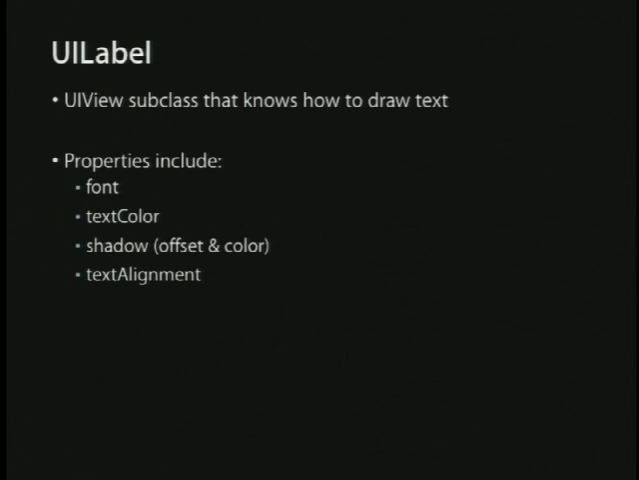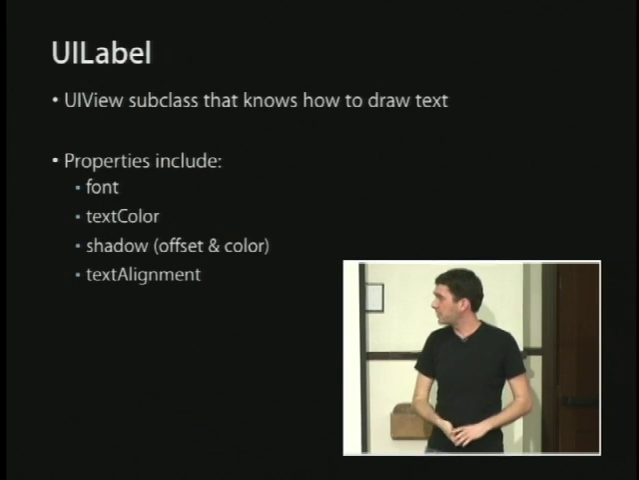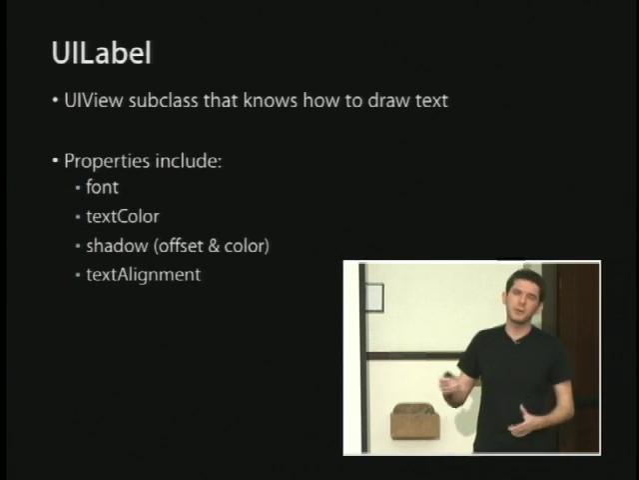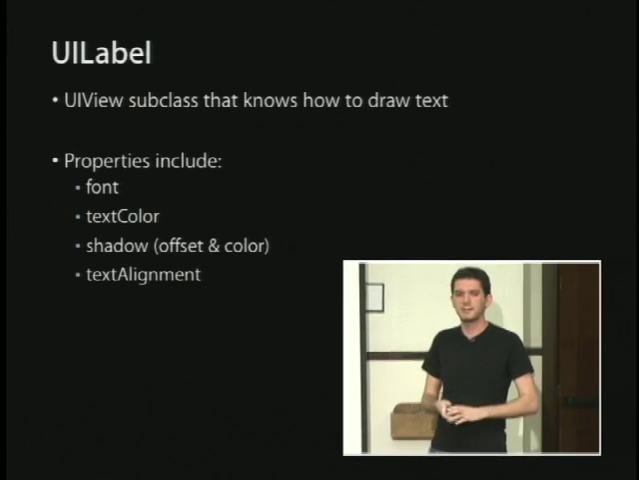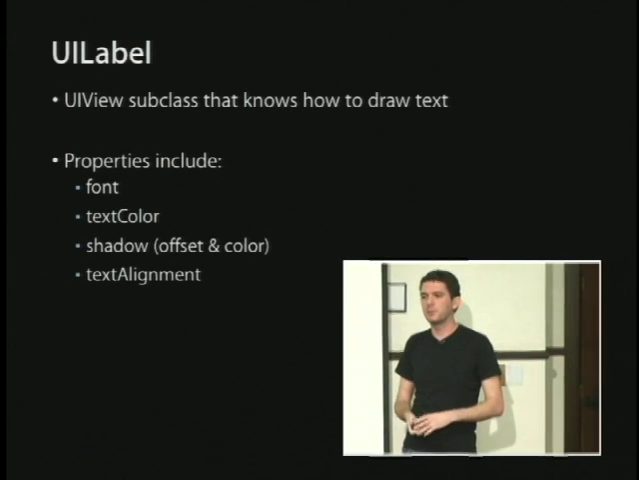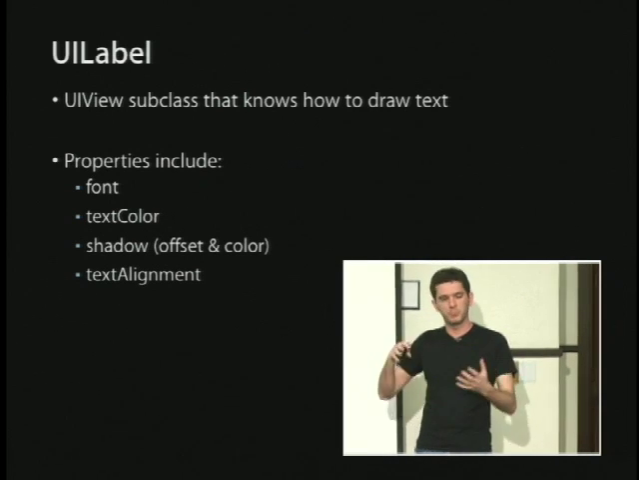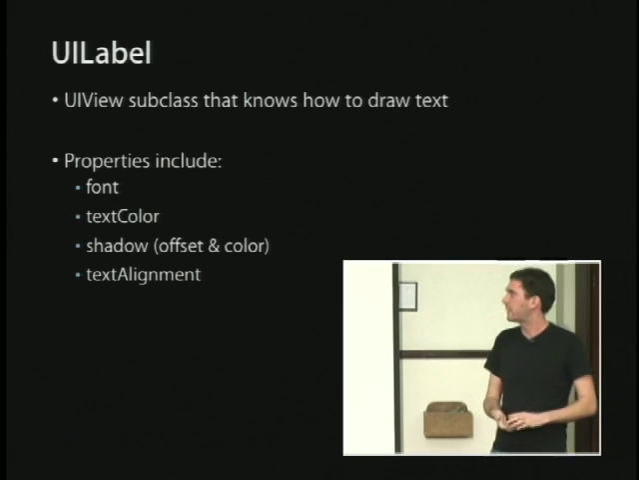You can draw a little black or white shadow behind your text. UILabel knows how to do that. You don't have to write the code yourself. And finally, you can specify the text alignment. This is really convenient, because otherwise you'd have to measure the text and figure out how to lay it out yourself if you wanted to center a piece of text. Don't bother. UILabel knows how to do it. You can set the text alignment on the UILabel. It's a subclass of UIView, and you can put it in your view hierarchy. It'll handle centering it or doing whatever you need based on the text alignment property.